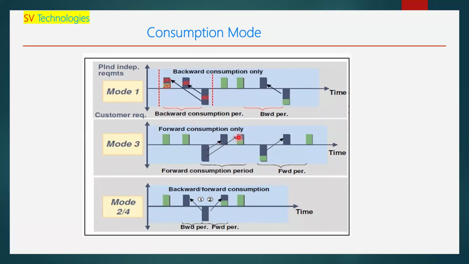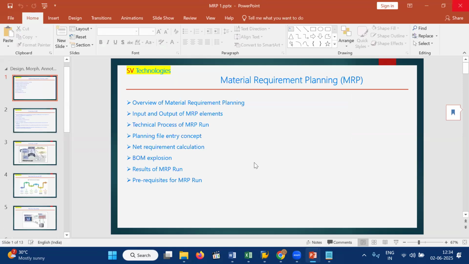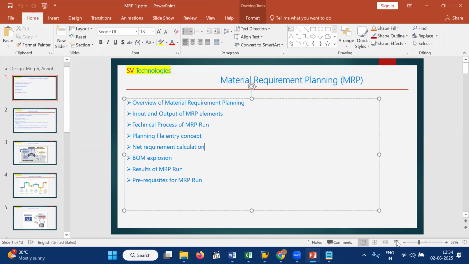Similarly, it will happen in the forward consumption. If it is a combination of both, backward forward, you can see the numbering also: first it will look for the backward, then it will look for the forward. So this is the major functionality of this consumption. This is very important, just try to remember this. Throughout this MRP process, when we are discussing strategy group 40, we have to keep this in mind. Is this clear, or do you have any doubts? Clear.